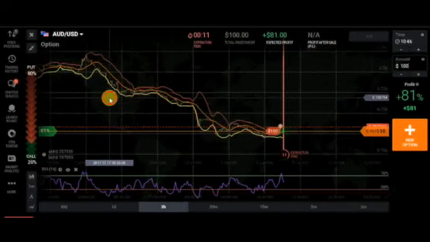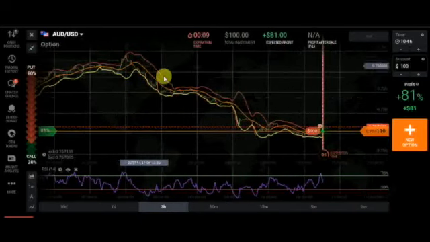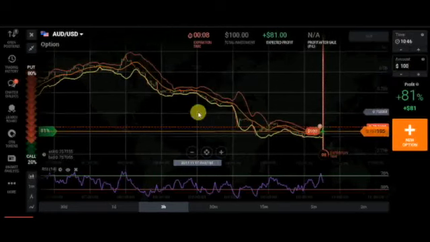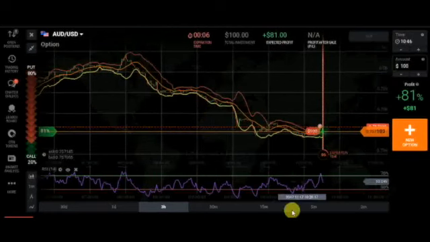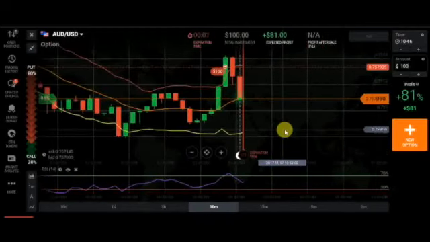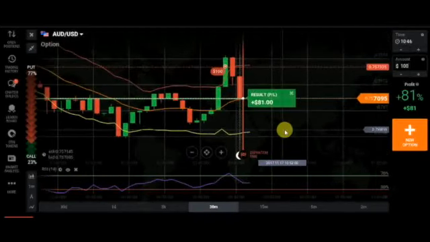Here's a little overview of the chart, guys, so you can see up and down. You can look back and try to predict what the future is going to be using the indicators, and the lines help you predict where the charts possibly could go. And I got a profit of $81, so not bad, guys.